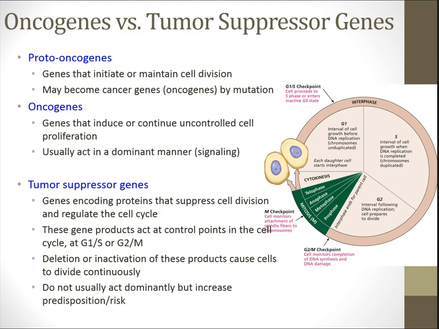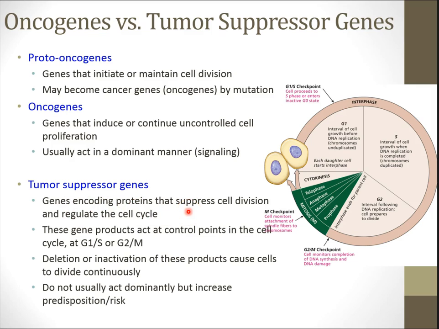Largely, we can divide cancer genes into two broad categories, oncogenes and tumor suppressor genes. Both of these categories have in common the fact that these genes usually regulate some function of the cell cycle. Proto-oncogenes are usually the genes that initiate or maintain cell division that become cancer genes when they acquire a mutation. Oncogenes usually act in a dominant manner, and they're usually a part of some signaling pathway. So basically, we've lost the ability to turn these genes off. In tumor suppressor genes, these genes usually suppress cell division.